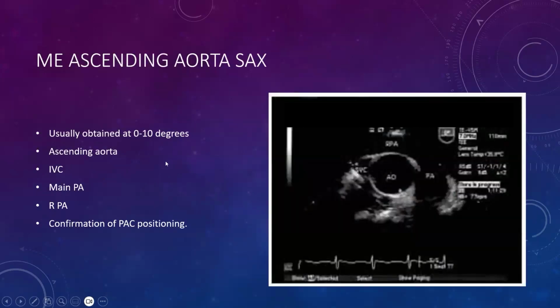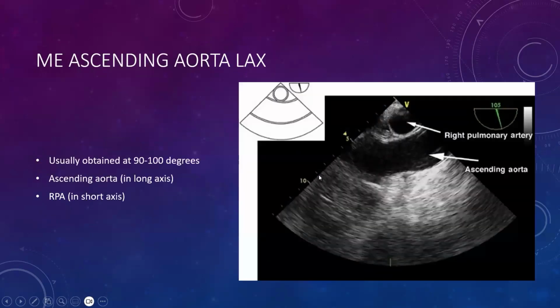So mid-esophageal ascending aorta in short axis, you see ascending aorta, main PA, right PA. Very rarely can you actually see the left PA because the left main bronchus, which again is full of air and ultrasound don't mix, obscures your view of the left PA. But you can see the right PA very well, SVC, ascending aorta. I've used this view to confirm a PA catheter placement. But also sometimes, like I said, you can see clot in transit in the pulmonary arterial system.